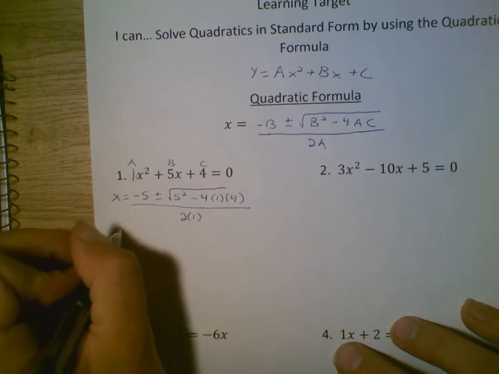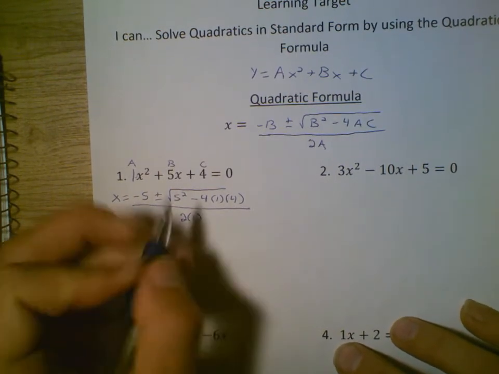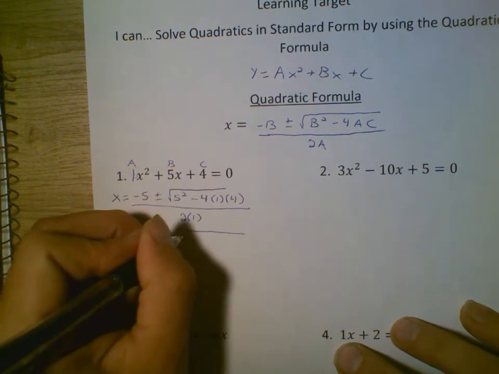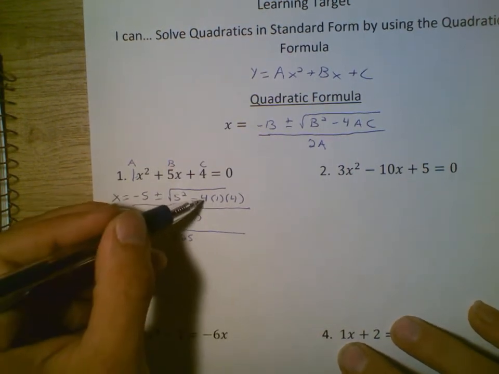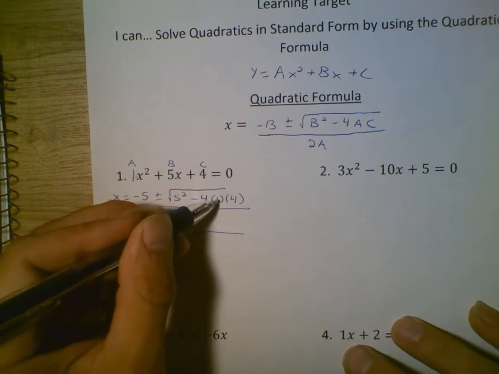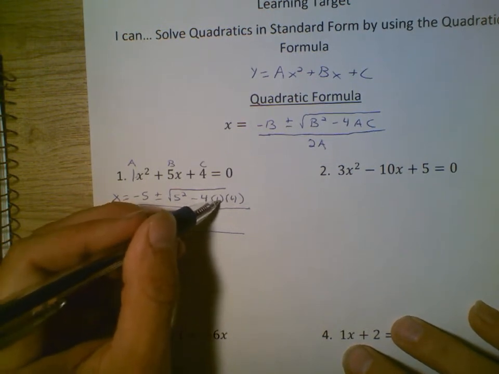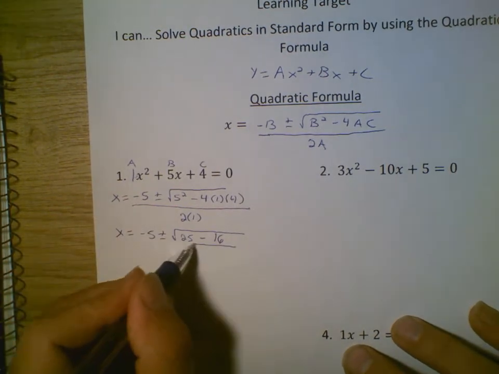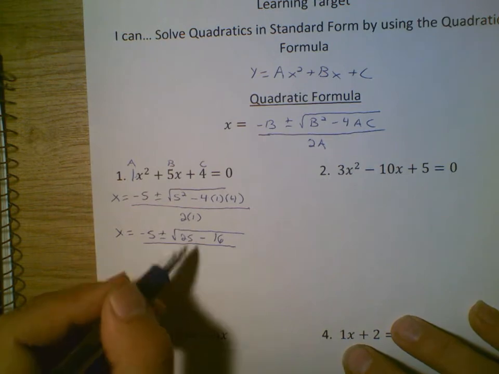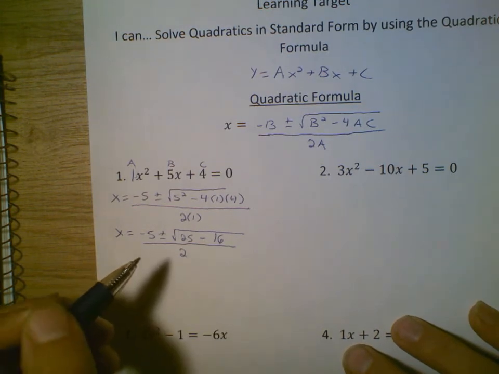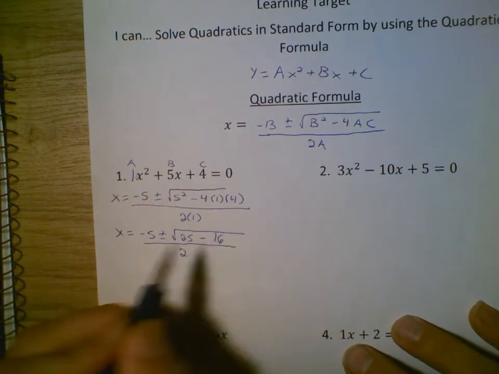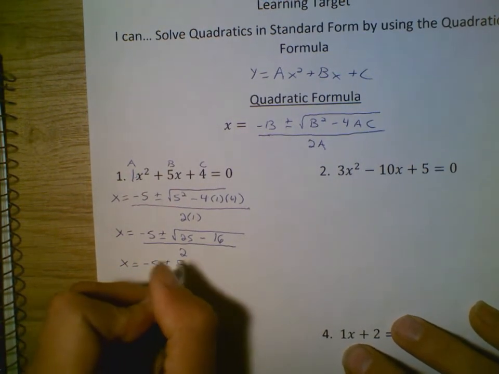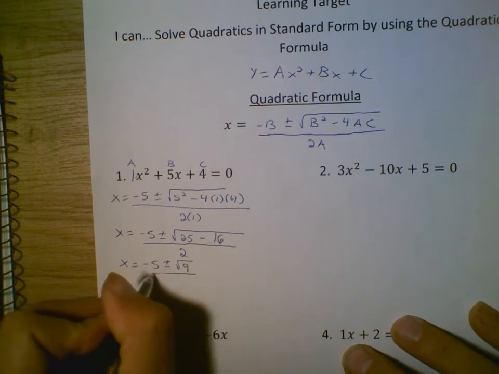And then I start to simplify. So I get x equals negative 5 plus or minus the square root. 5 squared is really just 25. And then I'm going to subtract 4 times 1 times 4. Well, 4 times 1 is 4, 4 times 4 is 16. So I'm subtracting 16, and then I'm dividing everything by 2 times 1, or 2. Then 25 minus 16 gives me 9. So I get negative 5 plus or minus the square root of 9 divided by 2.